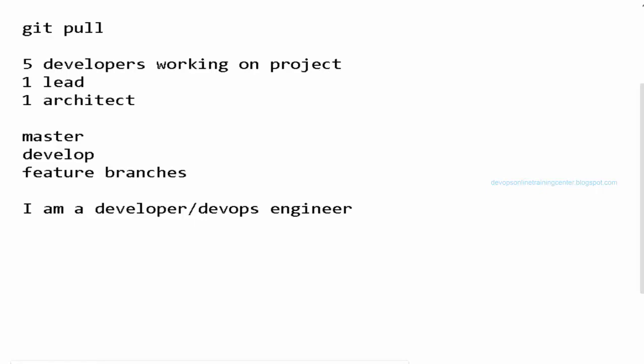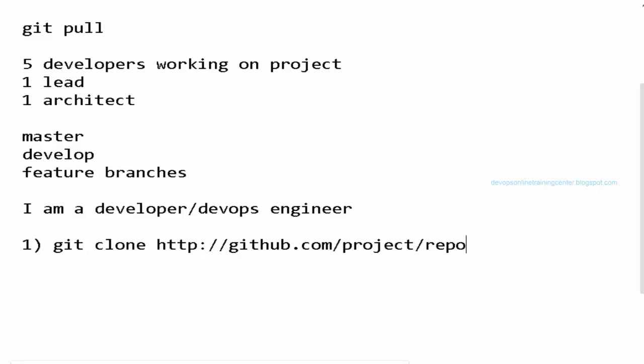So let us say I'm a DevOps engineer or a developer. Then what I do, the first step is I do git clone http colon the link, GitHub link, .com, some project, repository, .git, right? Then I get the entire source code to my laptop. Then what else do I do?